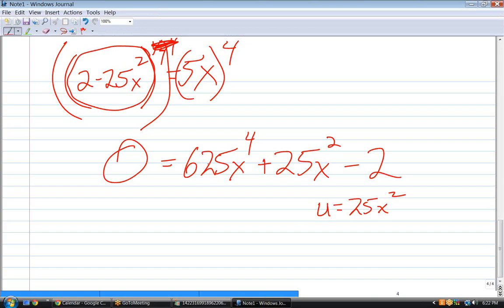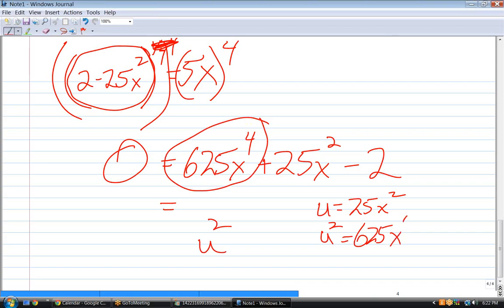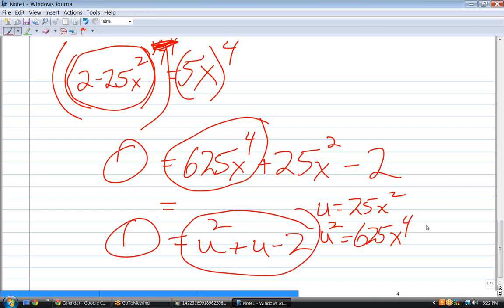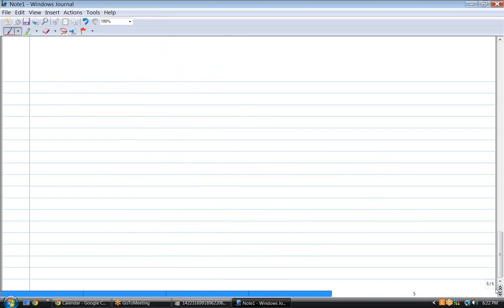Well, 625 was 5 to the 4th, which means it's 25 squared. So this becomes u squared. That is u squared, right? U squared is equal to 625x to the 4th. So that's u squared plus u minus 2 equals 0. That is a quadratic that I can quite easily solve.